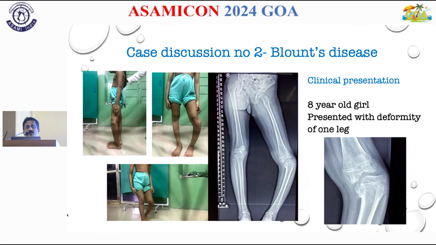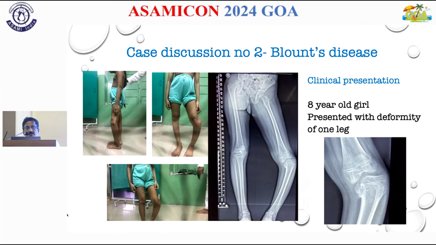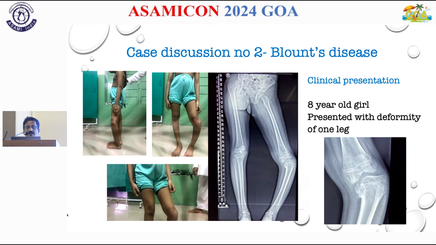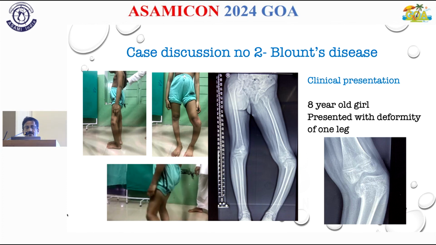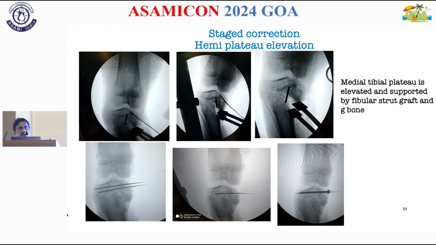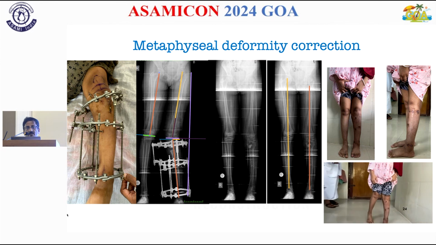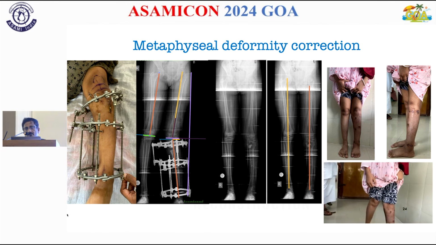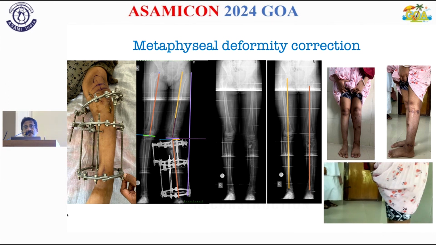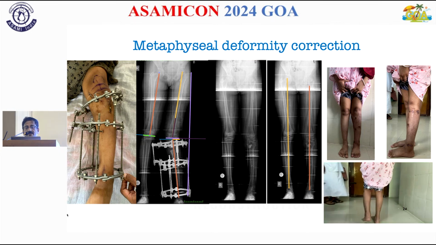Another girl, 8 years old, had Blount's disease; you can see in the X-ray the epiphyseal and physeal problem, and this case was treated in a staged manner. First we corrected the epiphyseal elevation, that is hemiplateau elevation, and put in cancellous screws, correcting the epiphyseal problem first. Then the Ilizarov was applied and the metaphyseal deformity was corrected. There was an oblique plane deformity, oblique plane calculation was done, and it was corrected.